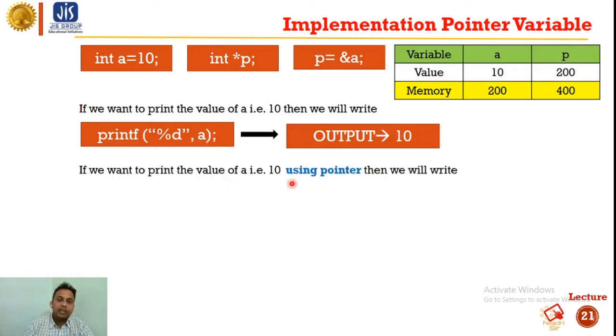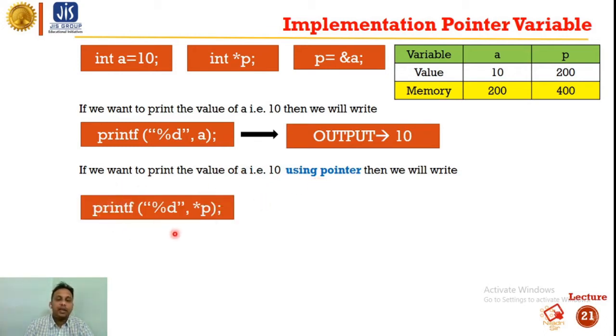Next, if we want to print the value of 10 using a pointer, then what will we write? Here we just printed the value of a, but here we want to use a pointer to print the value of a. So this is the statement: printf within double quotation %d comma pointer p. This pointer means value at the address. Value at the address p.